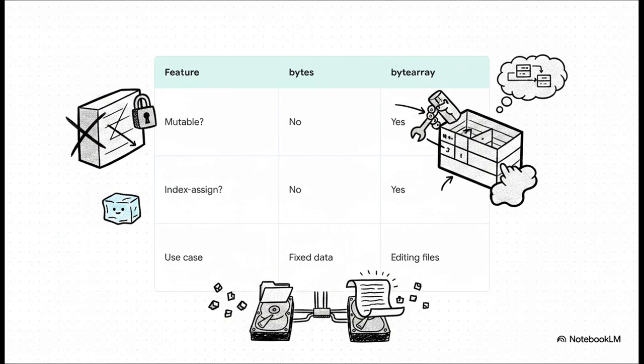And why does this matter? Well, imagine you're editing a massive binary file or processing a constant stream of network buffers. You definitely don't want to spin up a whole new multi-megabyte object just to flip a single bit. You want to edit it right there, in place. That is the superpower of the byte array.